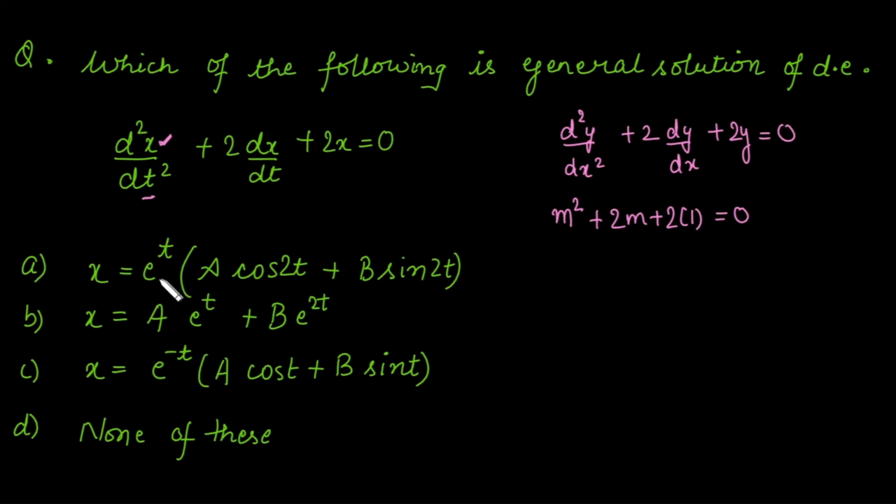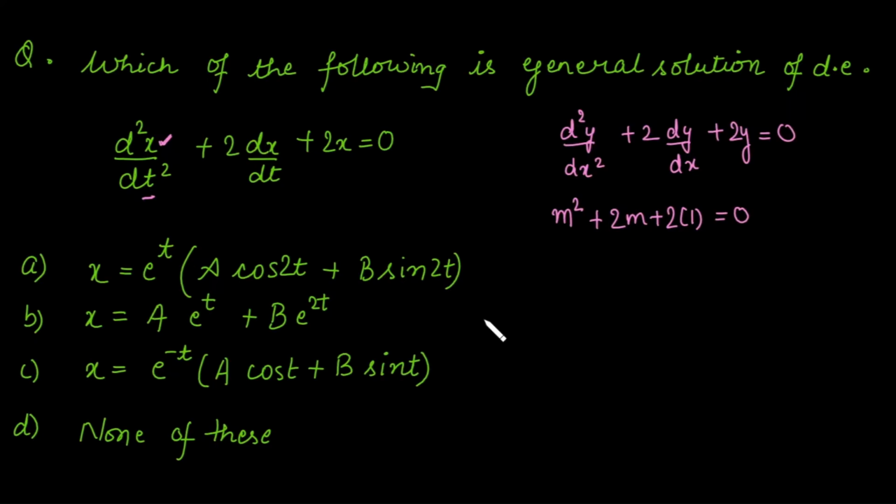In the options, we have exponential cos sine. In the next case, exponential cos. In the next case, exponential into cos and sine. And the last option is also there, none of these. So it means we need to find the roots. From the options, it clearly indicates that either the roots are complex or real.